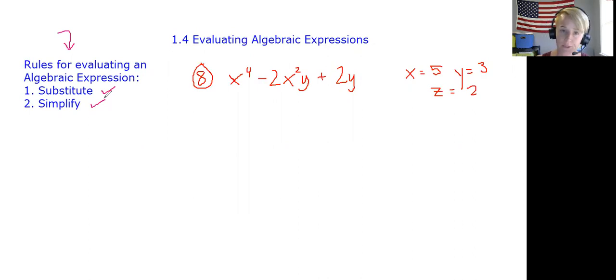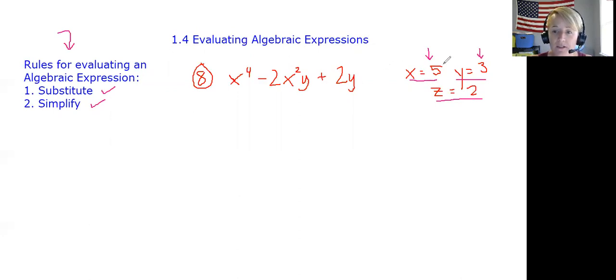Number 8 is similar to your example problem 1.4a on page 12. Basically, what I'm looking to do here for number 8 is the directions say evaluate each expression, and it gave me this information: x equals 5, y equals 3, and z equals 2. I don't have a z in problem number 8, so I'm only going to need to understand what my x is equal to and what my y is equal to, and then I'm just going to simplify this expression.